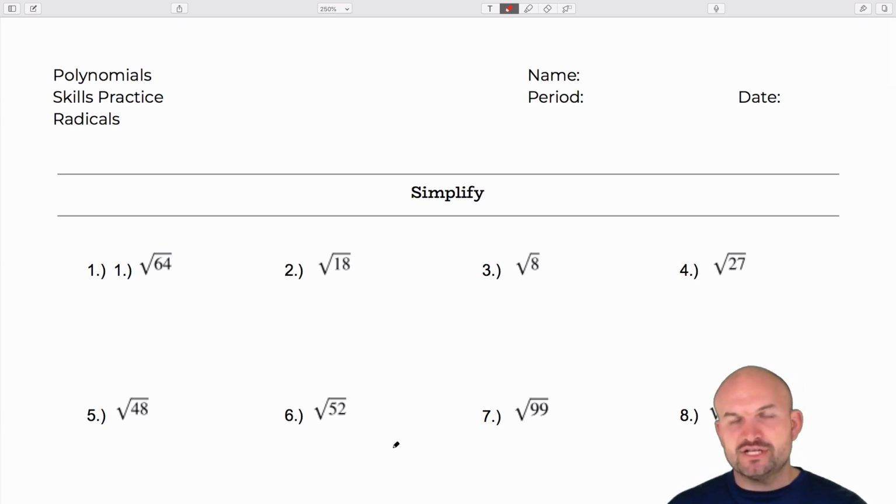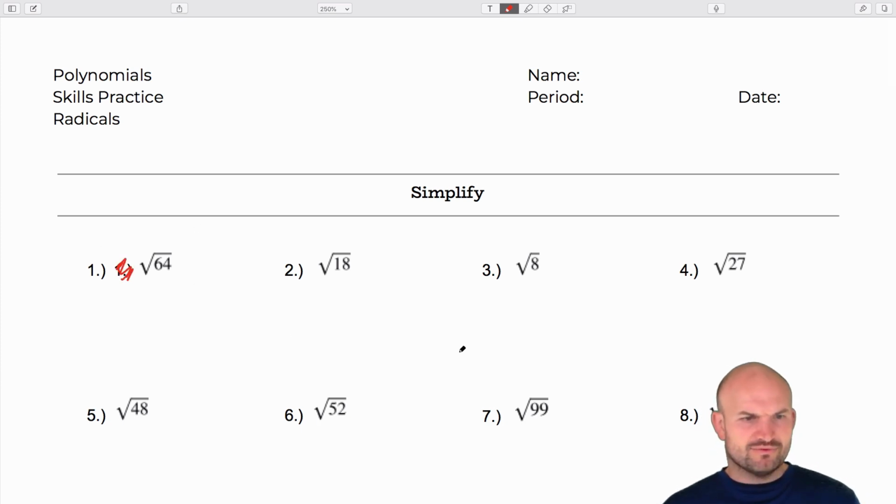Obviously, all the numbers that I chose are all composite numbers, meaning they can be broken down further into a product of prime numbers or another product. And also that understanding the square root is basically asking us, what number multiplied by itself is going to give us that radicand.